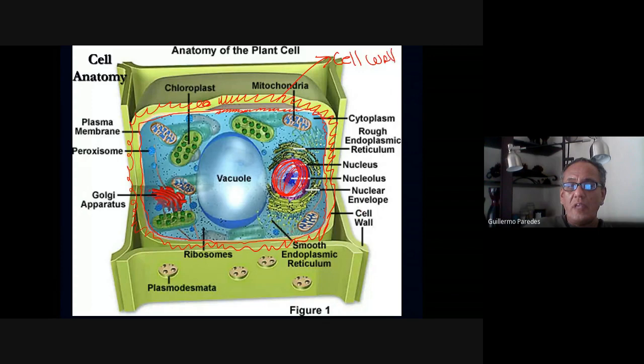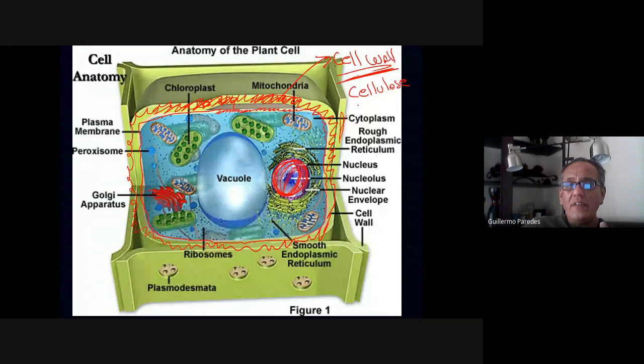This cell wall, that other component is this portion, but I'm going to mention this as the main component, the cell wall. What is the composition of the cell wall? The composition of the cell wall is called cellulose.